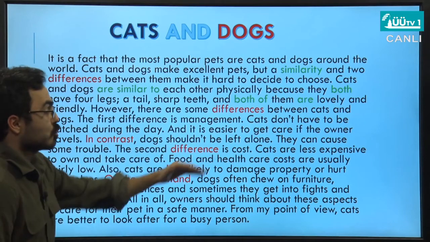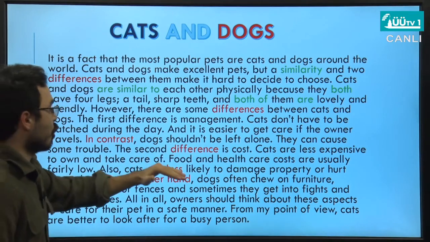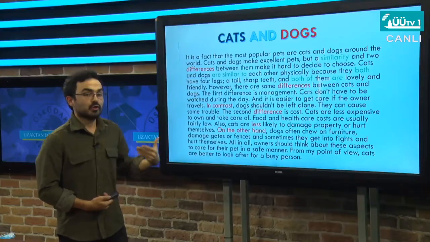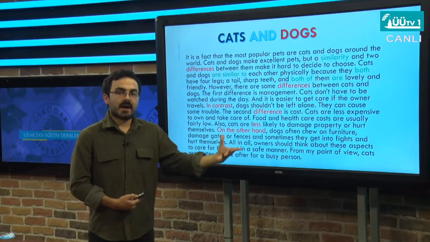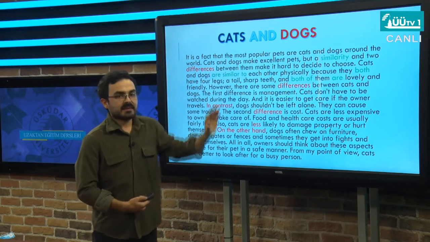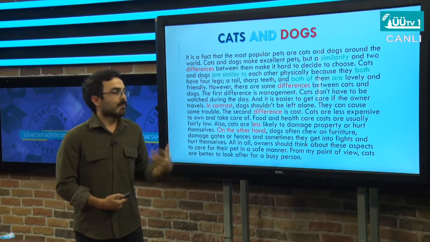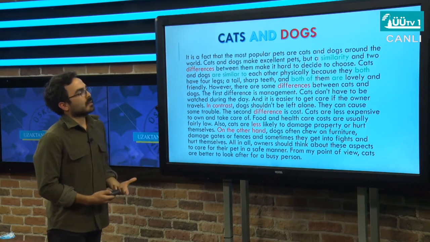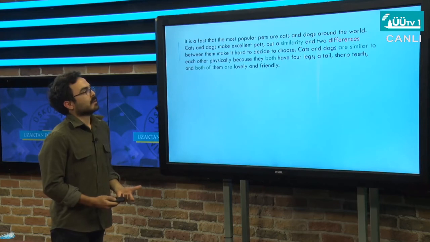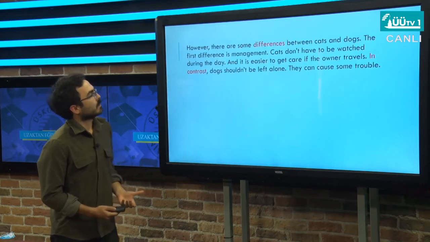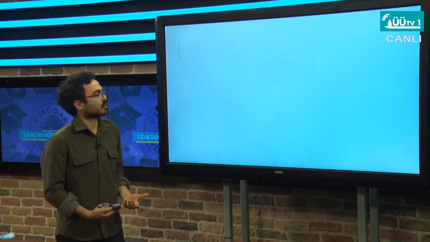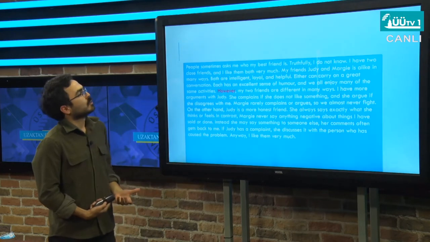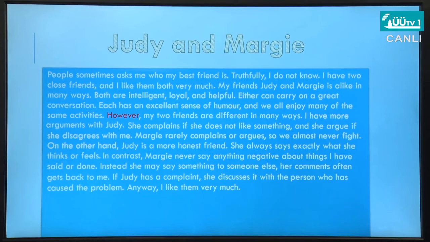Second difference, cost. This paragraph talked about cost and again used these conjunctions and comparative adjectives in a proper way and made a good flow, right? So this is good. I want us to examine, let me skip a bit here. I already talked about this, right? So let's examine this paragraph, Judy and Margie, and finish our lesson together. All right?